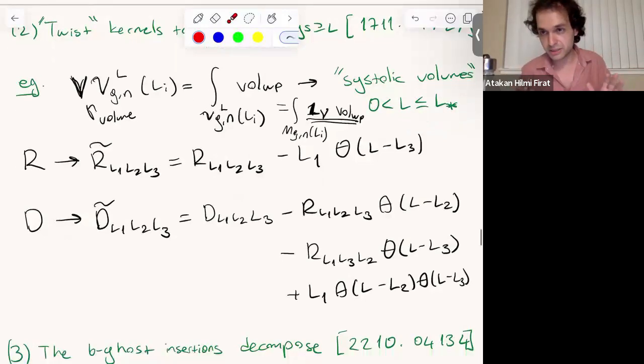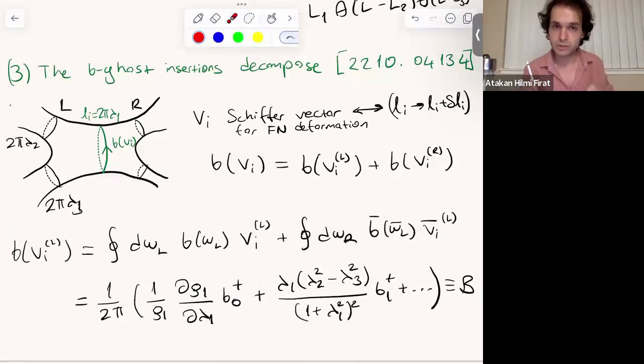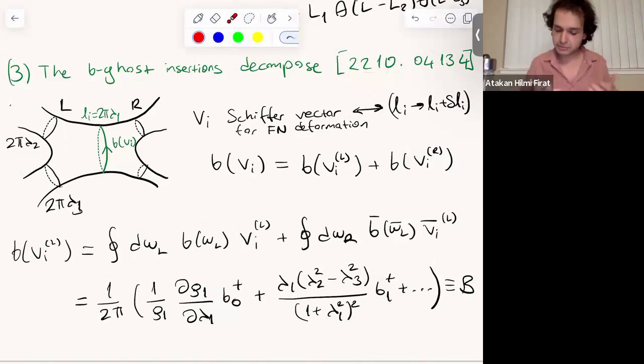But these are volumes still. I will talk about amplitude soon, and before I do that, I need to describe Bigos insertions, which is the technical part of this work. This was actually attempted by Ishibashi in this paper, and we just make the expression a little bit explicit using the hyperbolic three-vertex.